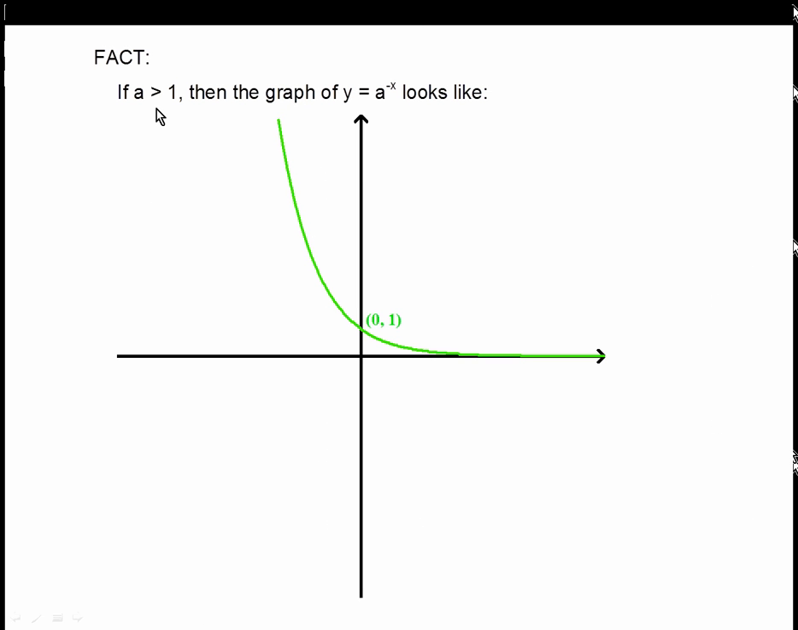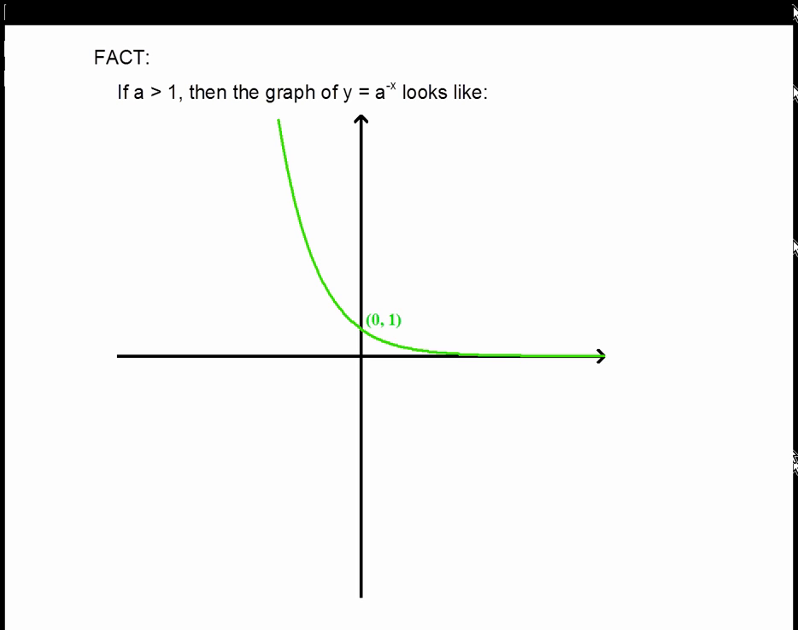Fact. If a is greater than 1, then the graph of y equals a to the negative x looks like this. Okay, it passes through (0, 1). Notice it's the reflection through the y-axis of y equals a to the positive x. Now again, this is for a bigger than 1. Notice the exponent has changed sign. That's the difference.